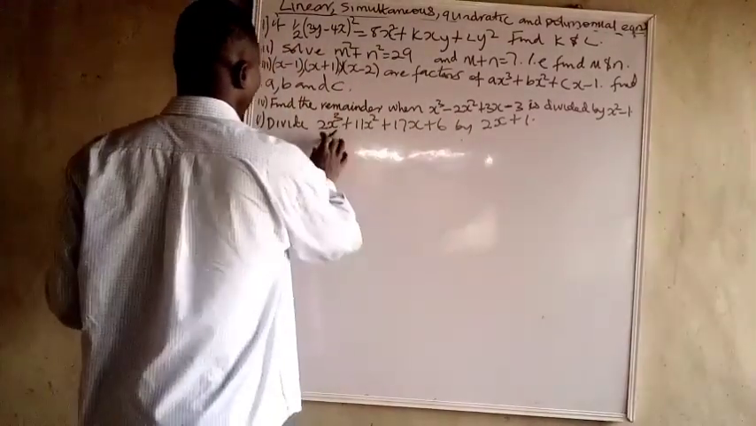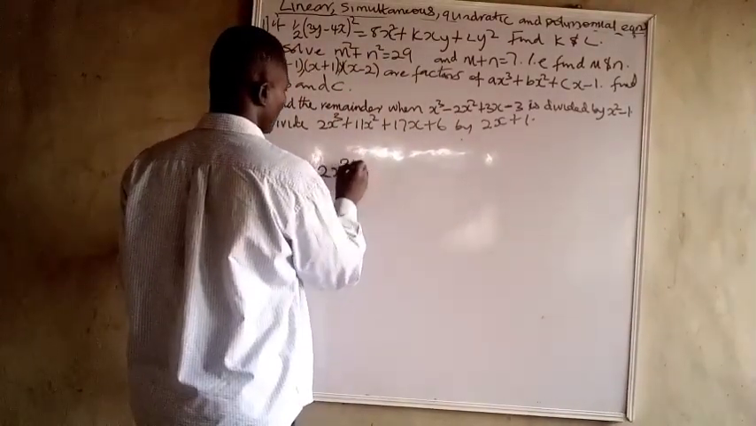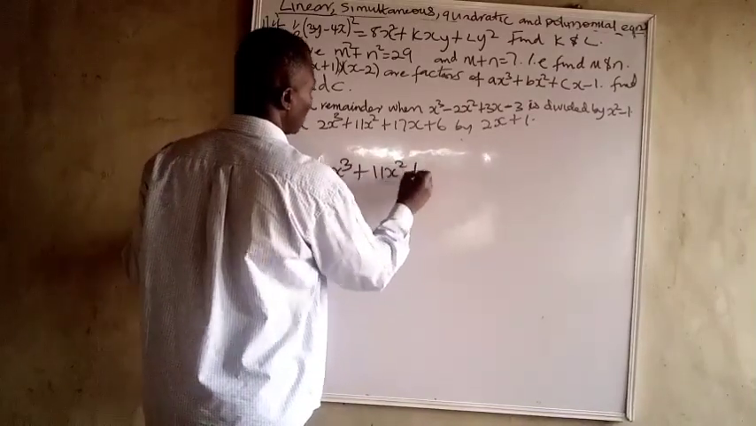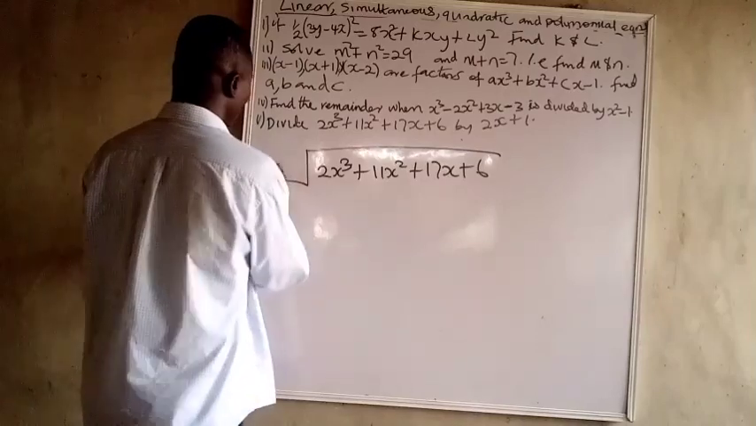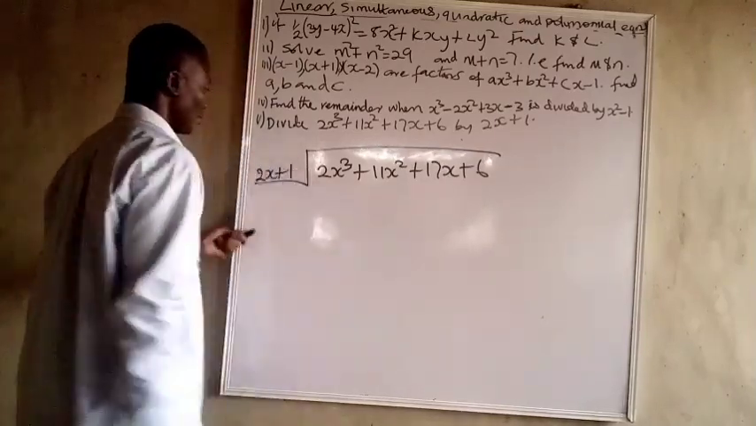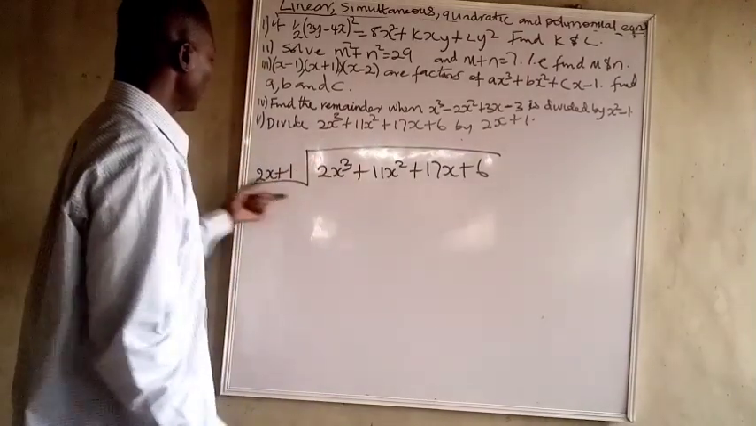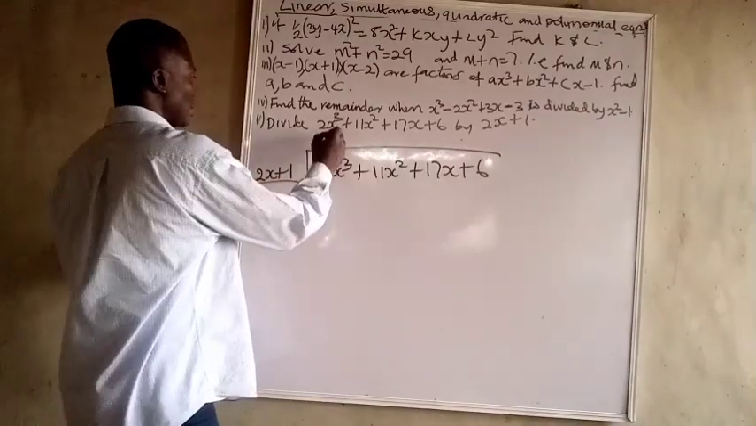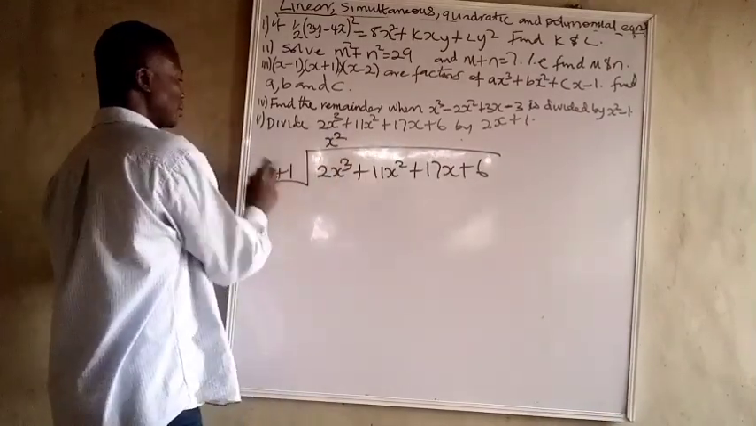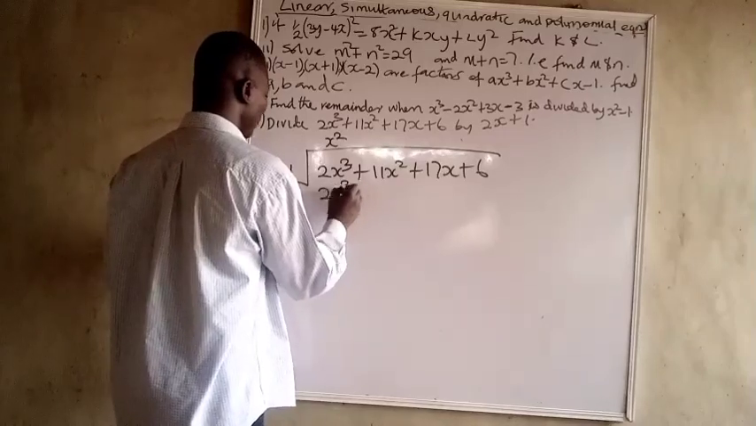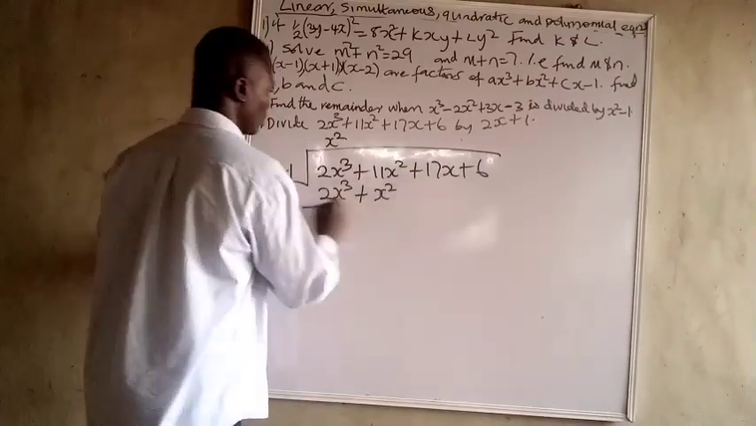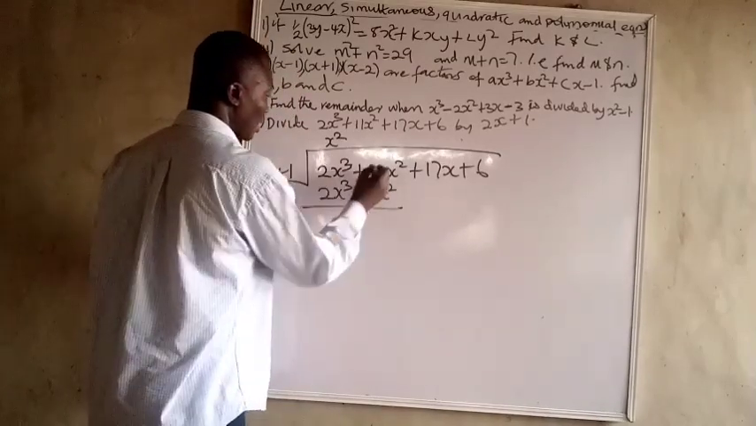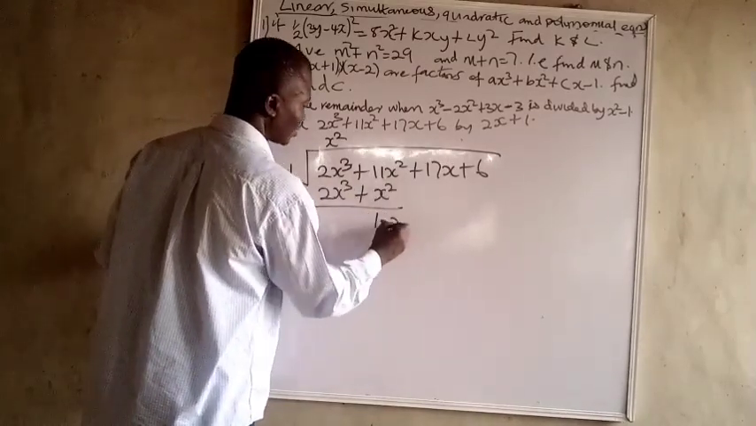Now let's divide 2x cubed plus 11x squared plus 17x plus 6 by 2x plus 1. So what do we have here? 2x in 2x cubed is x squared. So let's multiply 2x plus 1 by x squared. So we have 2x cubed plus x squared. So subtracting, this one will cancel, and this one will be 10x squared.